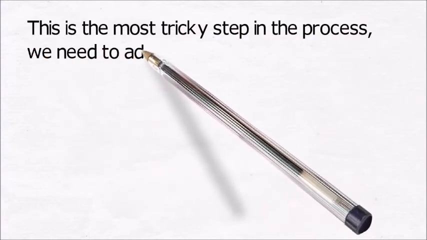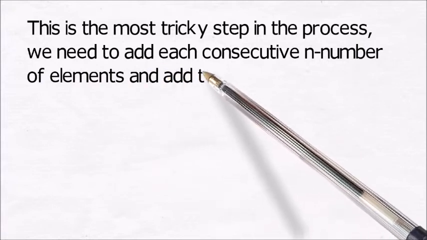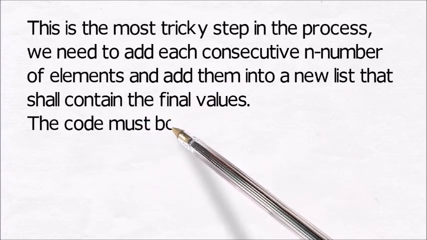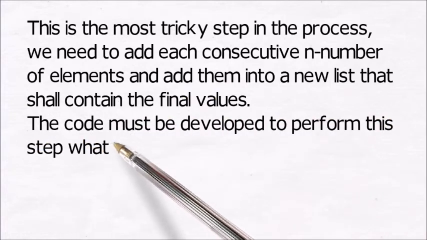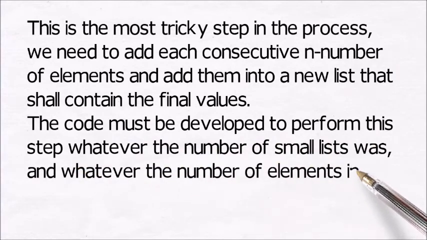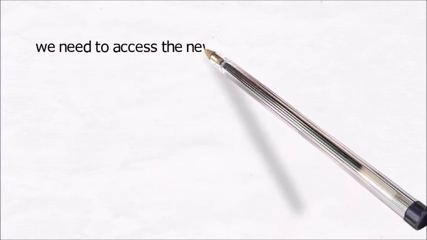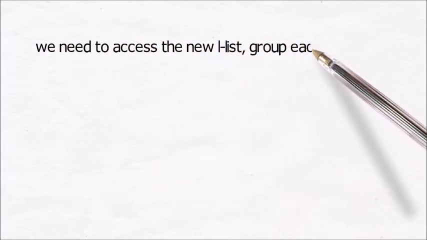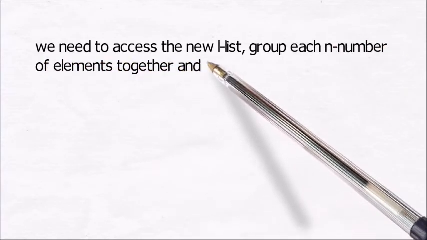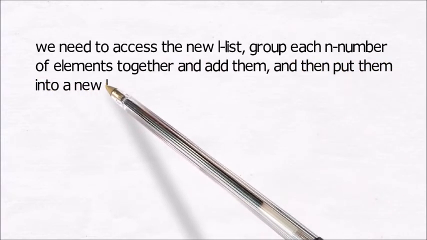We need to add each consecutive n number of elements and add them into a new list that shall contain the final values. The code must be developed to perform this step wherever the number of small lists was and wherever the number of elements in the list is. We need to access the new L list, group each n number of elements together and add them, and then put them into a new list.